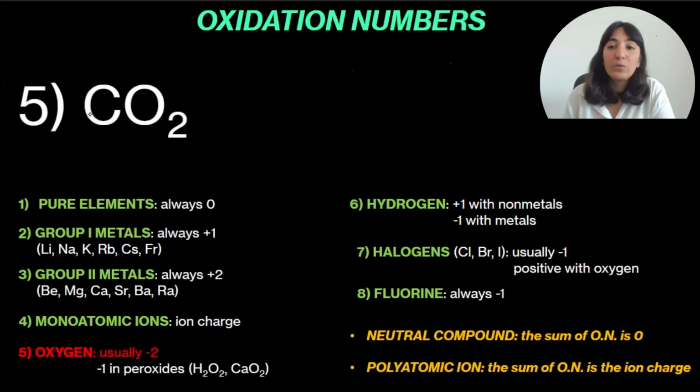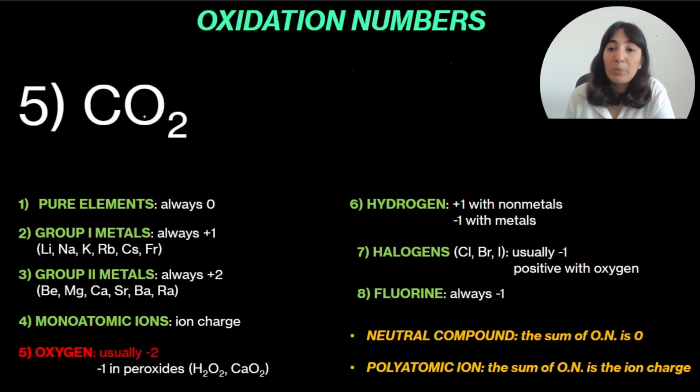And now we find oxidation numbers for oxygen. For oxygen, the oxidation number is usually -2, but it becomes -1 in peroxides like H2O2, which is hydrogen peroxide, the most common peroxide, or CaO2. These are just examples of peroxides. You know, peroxides are compounds in which we have two oxygens bonded by a single bond. And now we just consider the case in which oxygen has an oxidation number of -2.